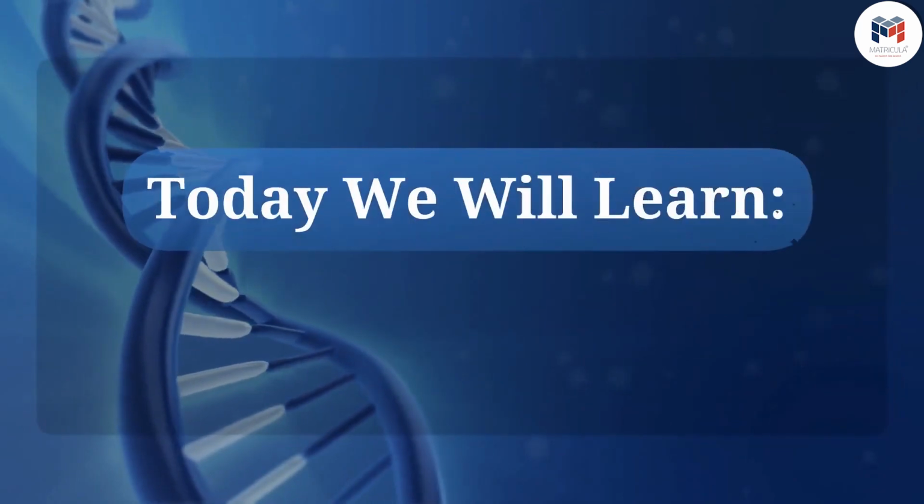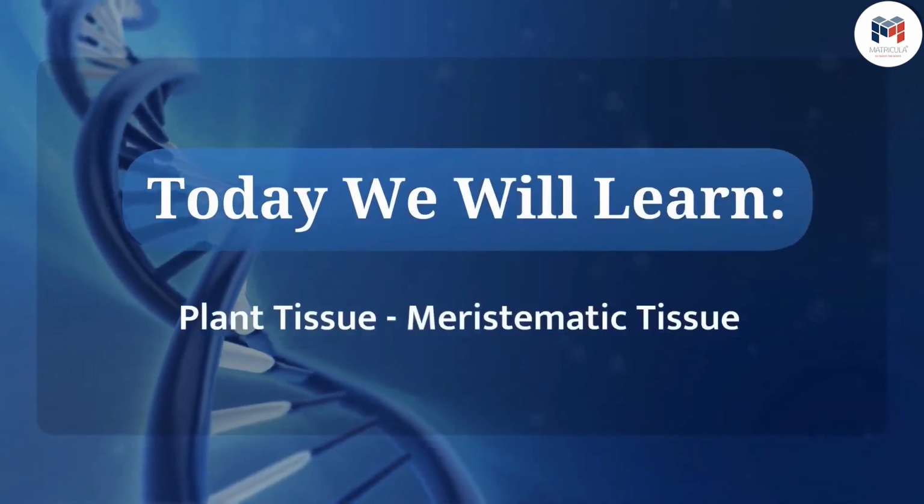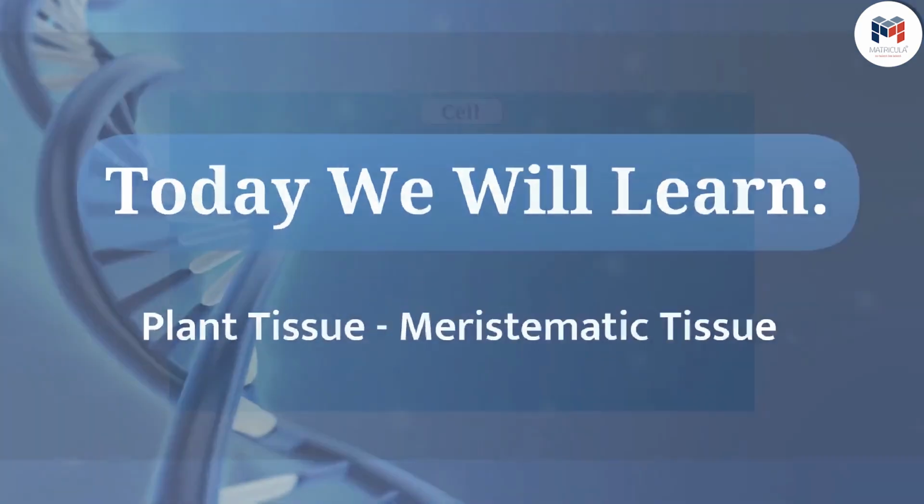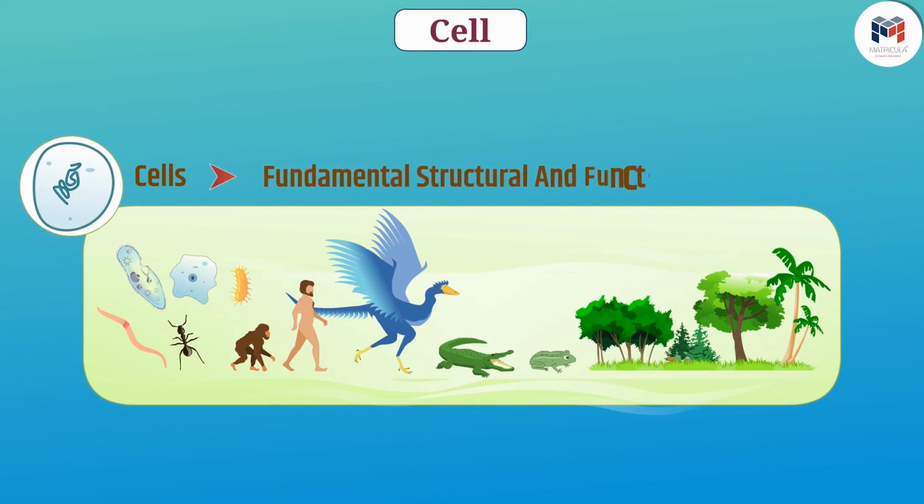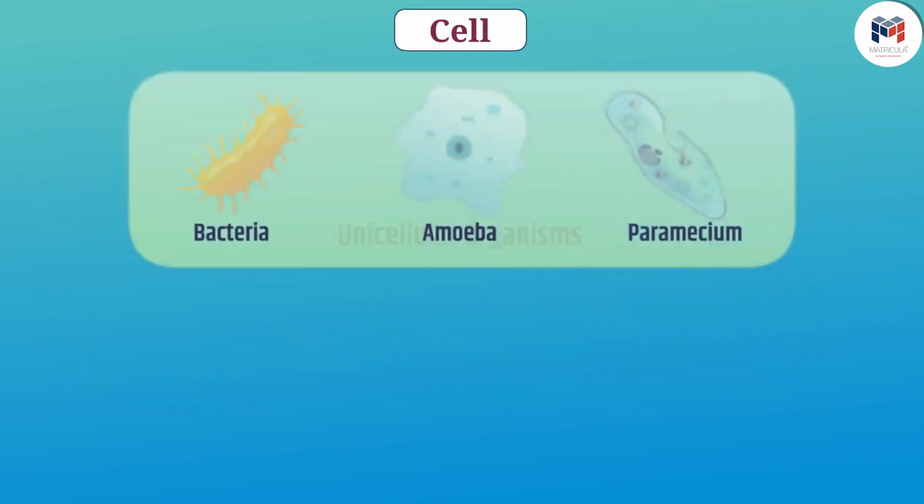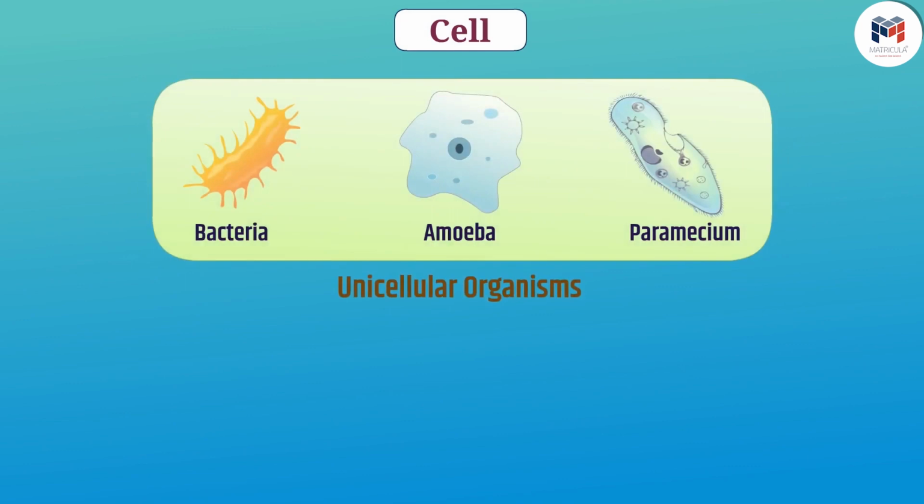Today we will learn about plant tissue, meristematic tissue. All living beings are made up of cells. The cell is a fundamental, structural, and functional unit of life. In different organisms, there are different numbers of cells. In some organisms, one cell is itself the entire organism.